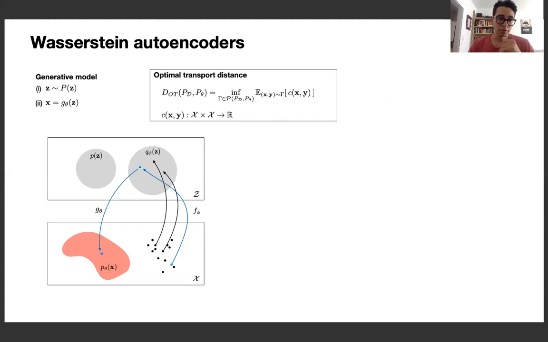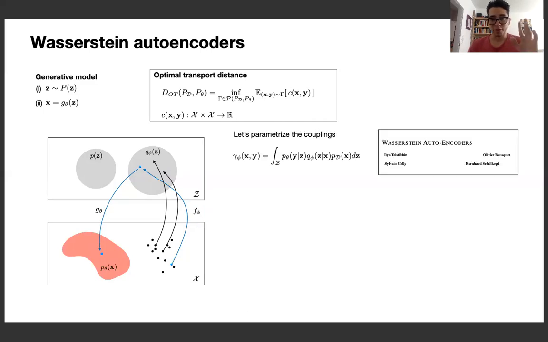Let's consider again the same picture as before. P of Z is again the prior of the generative model. G of theta is going to be our generator. And Q of Z here, as you will see in a second, is going to be again the aggregate posterior. F of phi is just the function, our encoder function, that goes from data space to latent space. I'm not explicitly writing them as densities to emphasize that for the Wasserstein autoencoder we can use maps that are fully deterministic.